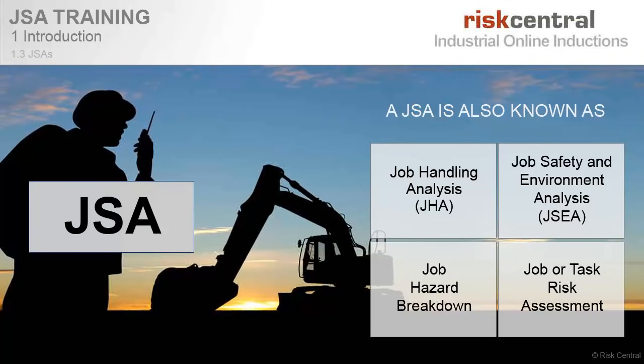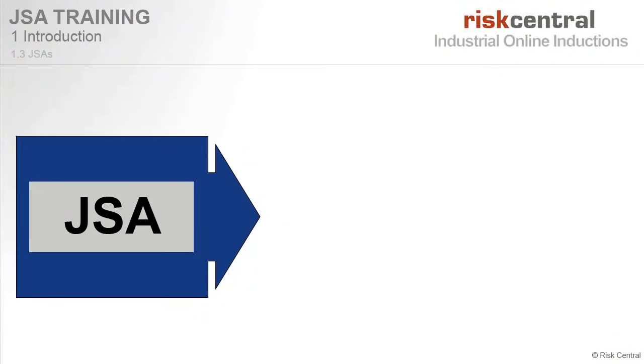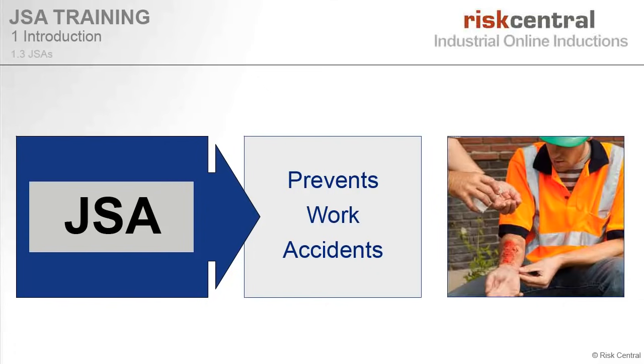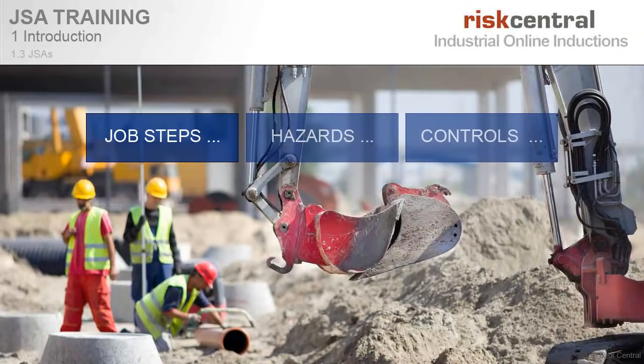Whatever your company calls it, job safety analysis is an important part of a safety program for preventing work accidents. It's about systematically looking at each step of a specific job to identify, assess, and document hazards and safe work practices to help ensure that appropriate controls are in place so the job is done safely.